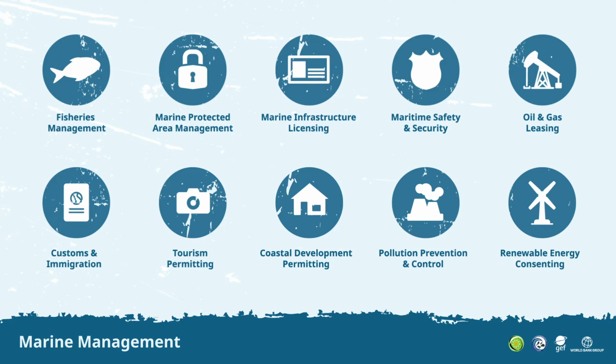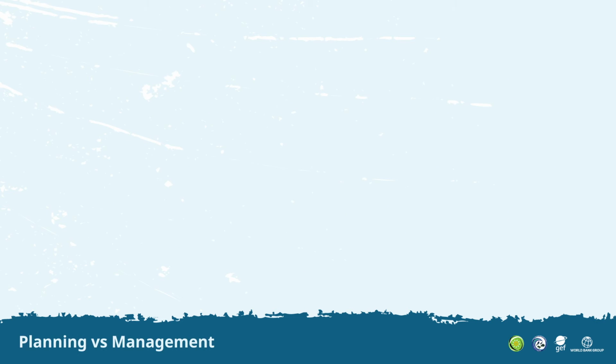These are often managed through different regulatory frameworks and using different approaches, which is understandable as the human activities being controlled are very different. After all, you couldn't manage fisheries in the same way you manage oil and gas. We will explore some fundamentals about marine management, how this fits with marine spatial planning, and some examples of how this is happening on the ground in the Caribbean. It is important to understand the difference between planning and management.